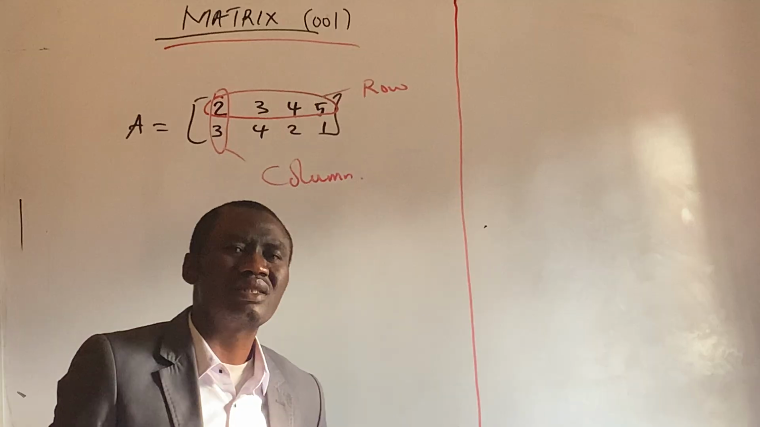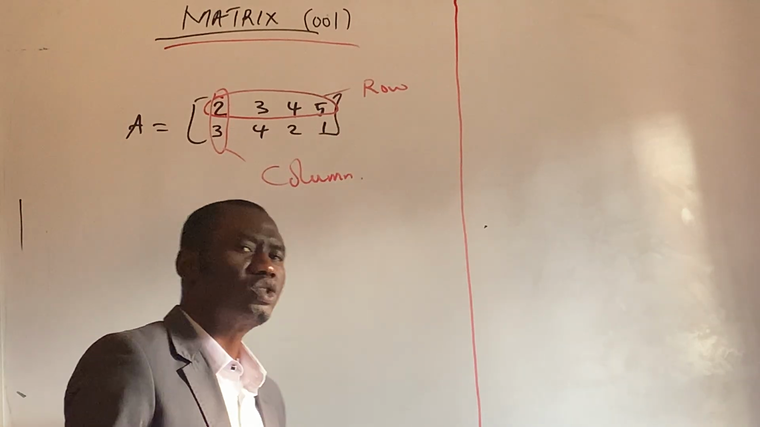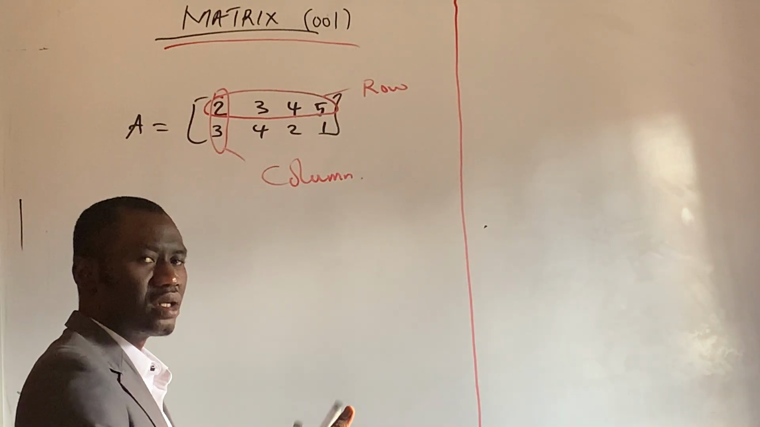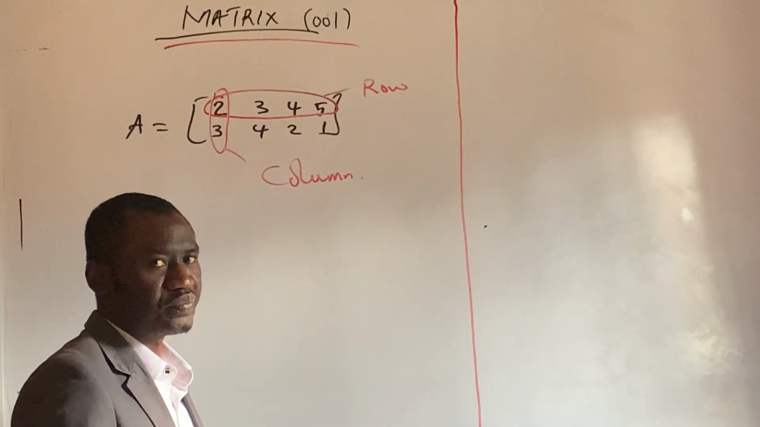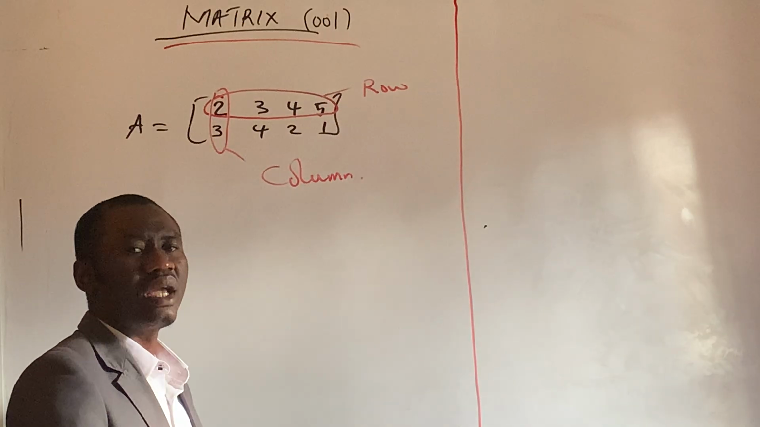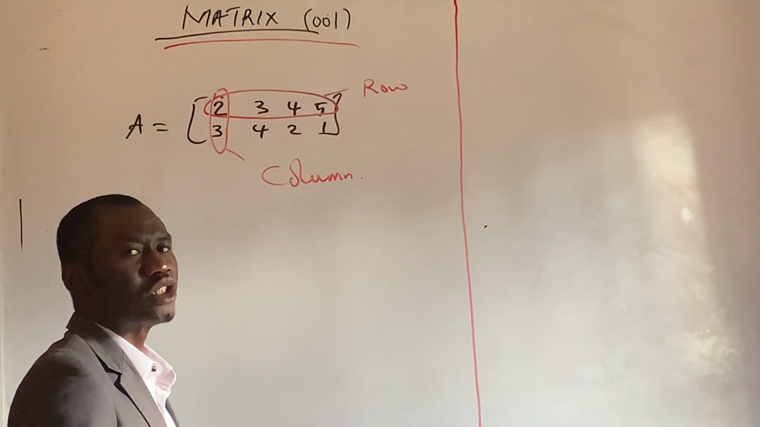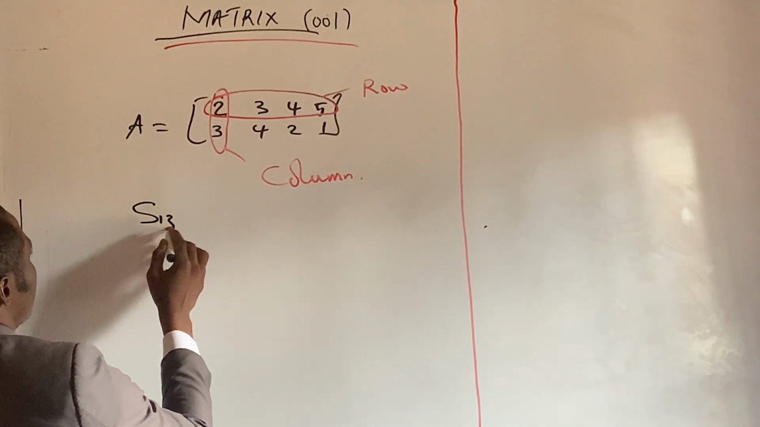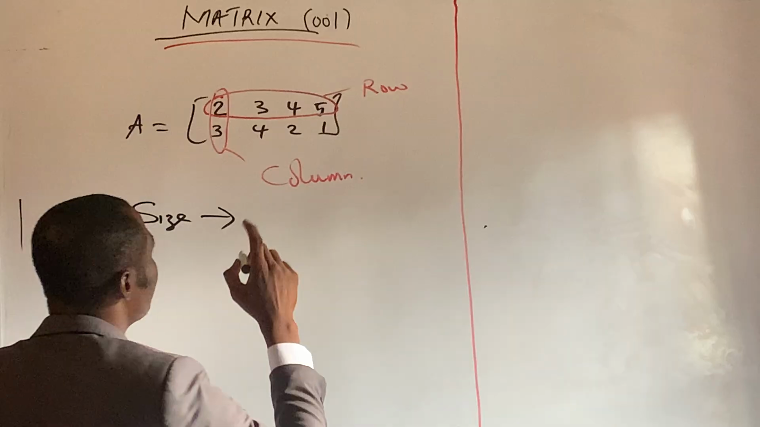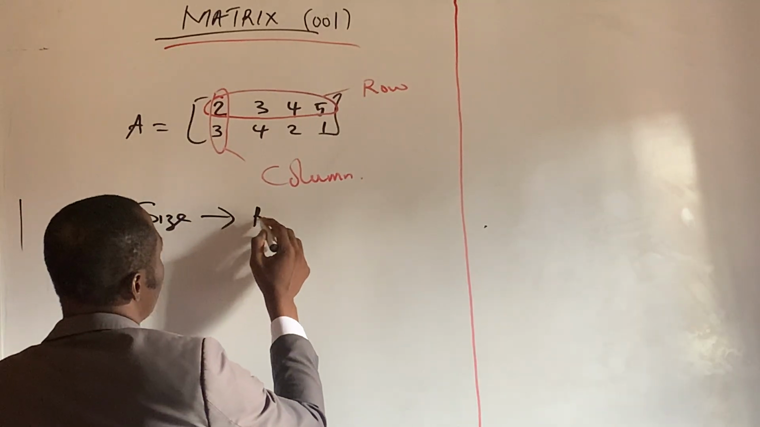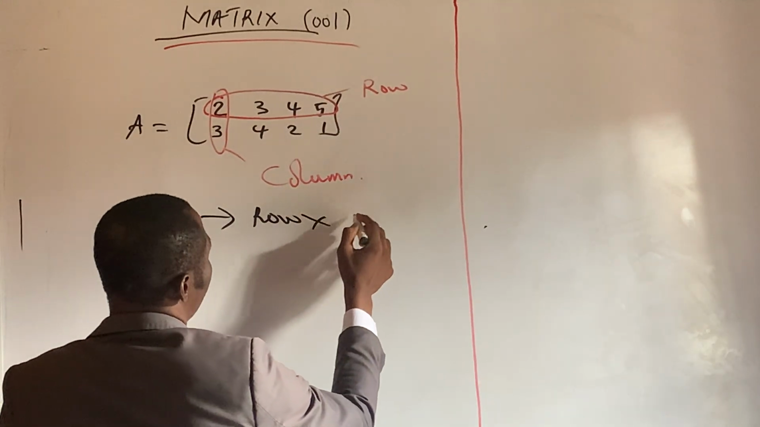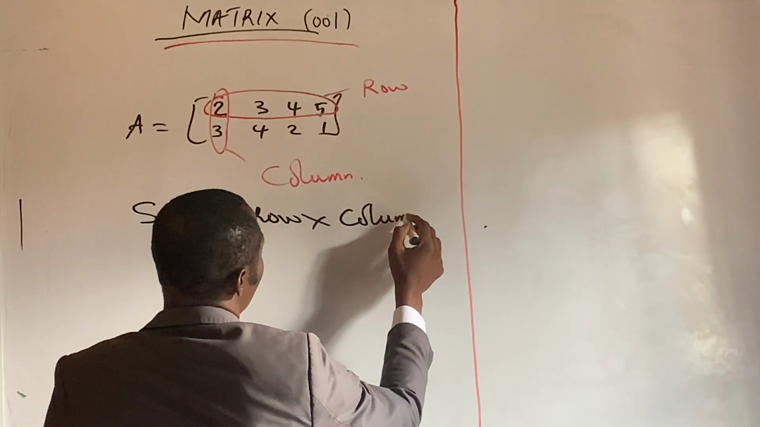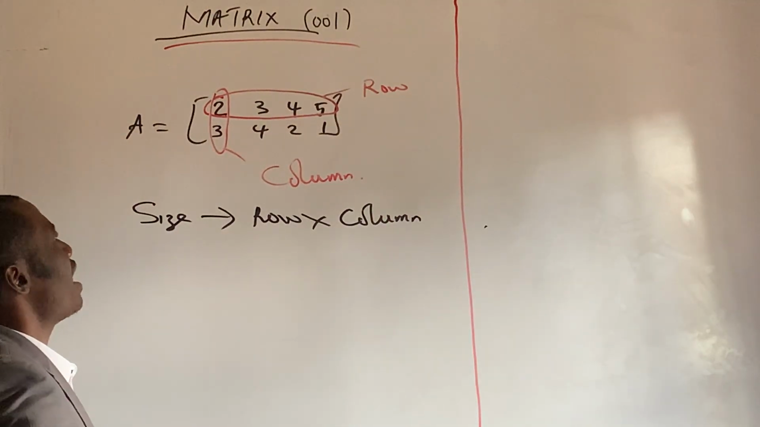For you to know the size of the matrix, you need to multiply the row by the column. I take that again. To know the size of the matrix, multiply the row by the column. So the size of the matrix is simply the row times the column.